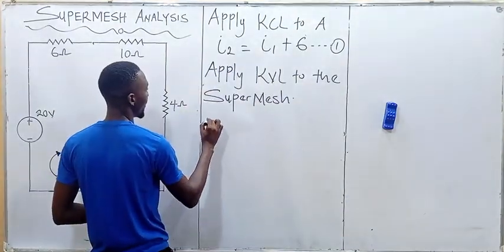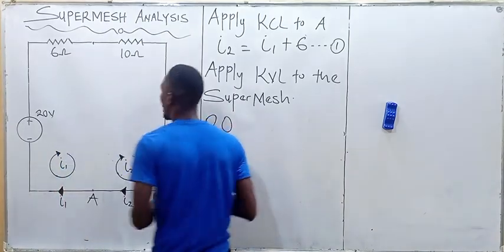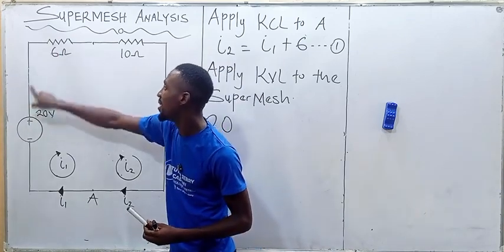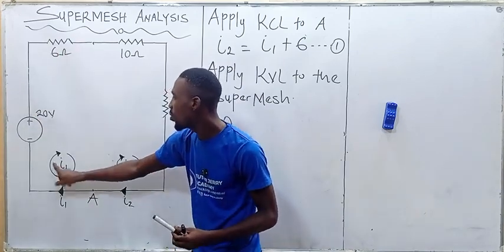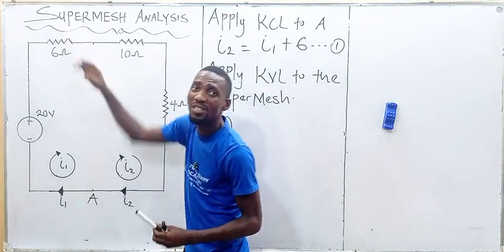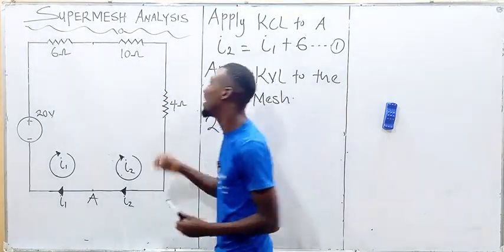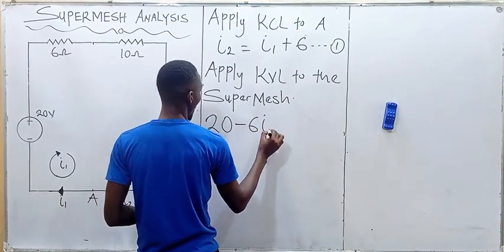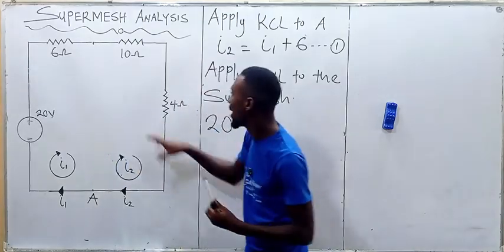So that is going to be 20. All right. Now we are still in mesh 1. The current flowing in this branch is going in this direction, and we are also going in the same direction as the current. So it shows that the voltage drop across this resistor is going to be taken as what? Negative. So it's going to be minus what? Minus 6I1.